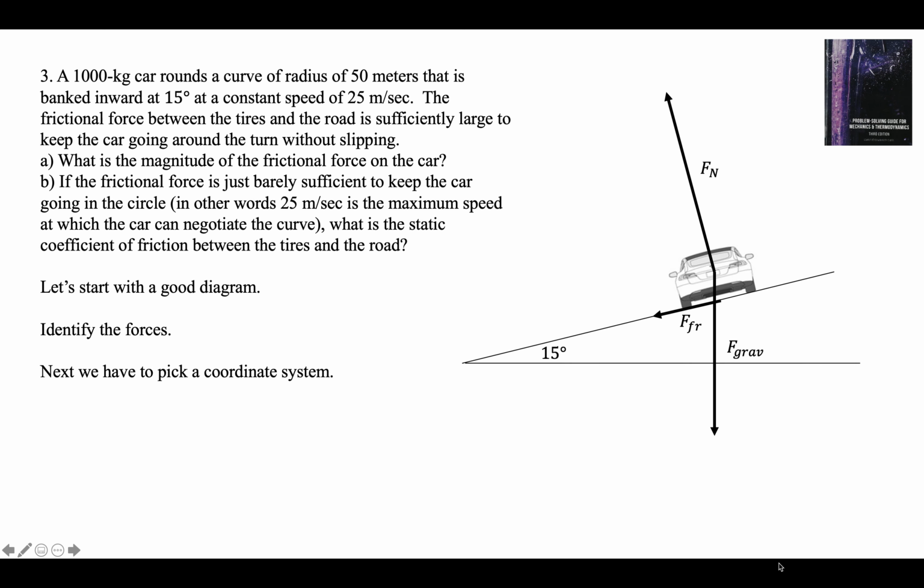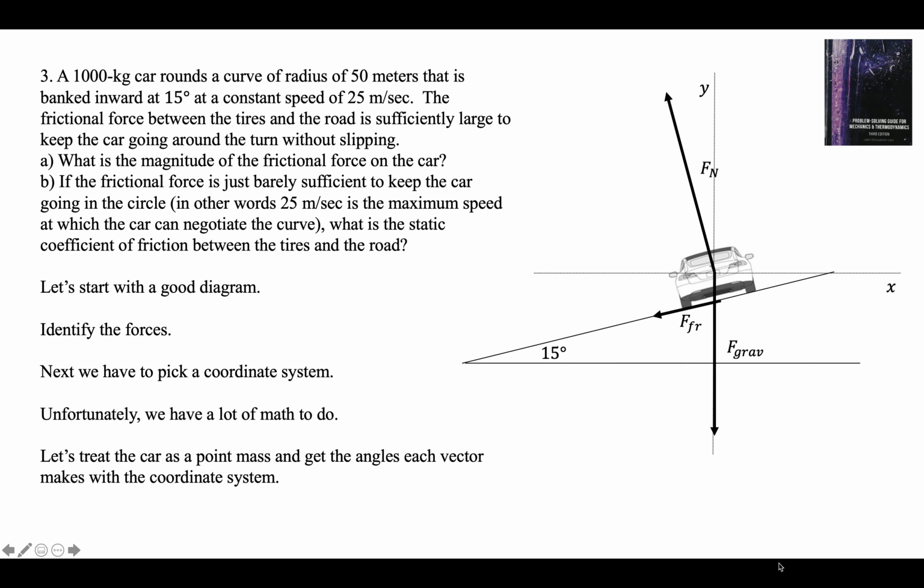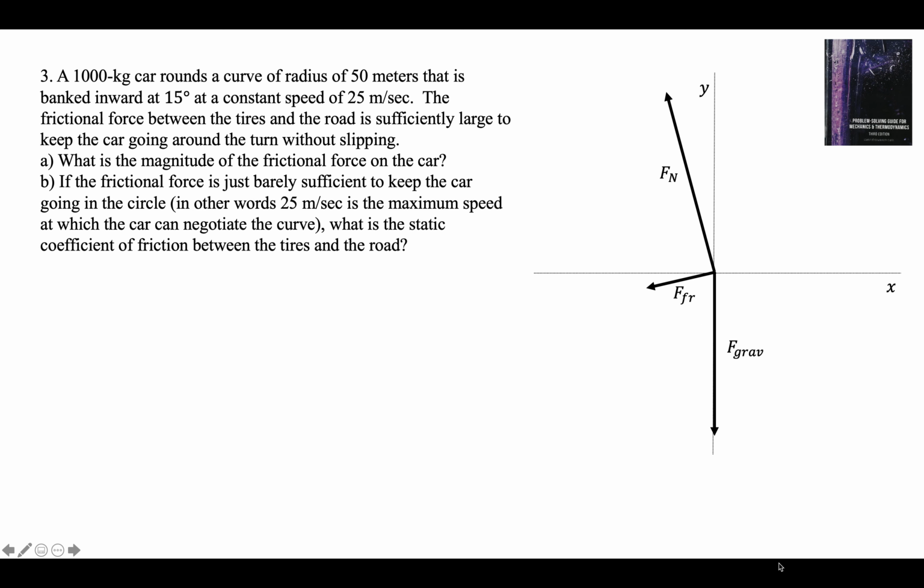Now we have to pick a coordinate system. To make it easy, we pick the coordinate system along the direction of the acceleration. The direction of the acceleration is horizontal, towards the center of the circle in which the car is moving. So with that choice of coordinate system, the sum of the forces in the y direction is 0, and the sum of the forces in the x direction is mv squared over r. Now we have a lot of math to do. So let's treat the car as a point mass and get the angles each vector makes with the coordinate system.